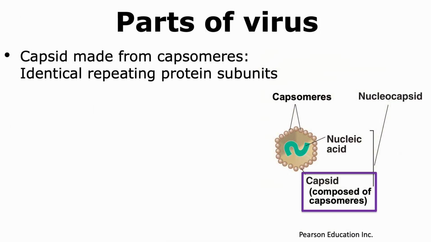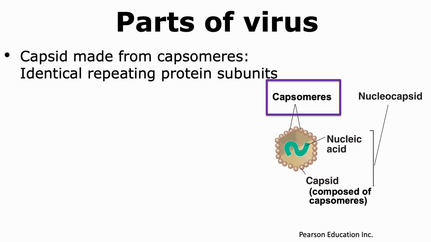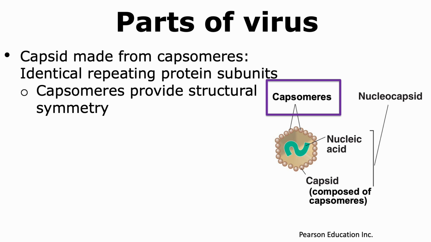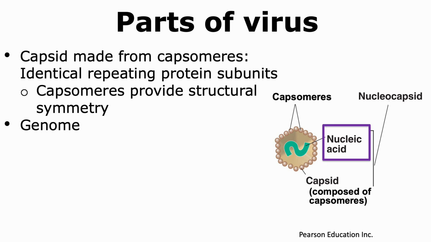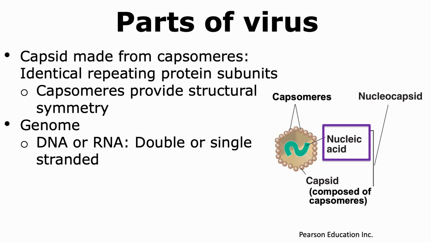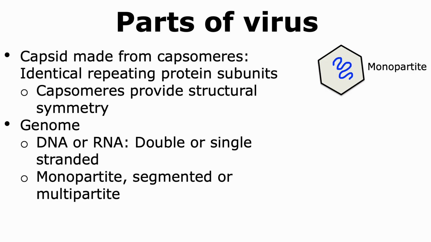All viruses have a capsid that is made up of identical repeating protein subunits called capsomeres. The capsomeres provide structural symmetry to the virus. The capsid covers the genome of the virus, which is a nucleic acid that could be either DNA or RNA. The genome could also be double or single-stranded DNA or RNA.